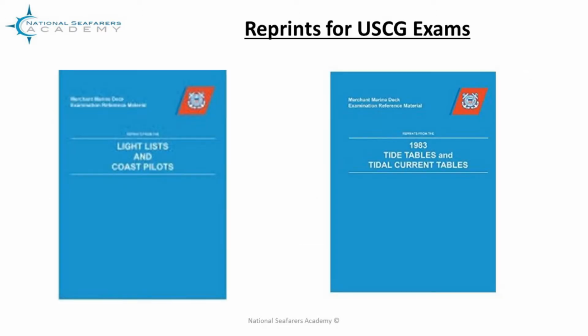Keep in mind the publications that you're going to use when you take your Coast Guard exam will be the 1983 publications. That is, the light list, Coast Pilots, tide tables, and current tables will all reference the 1983 tables and publications. And the Coast Guard does that so that if the publication changes, they don't have to go back and change the answers and the questions that they are giving you. Keep in mind the publications I've given you are adequate to answer these sample questions.